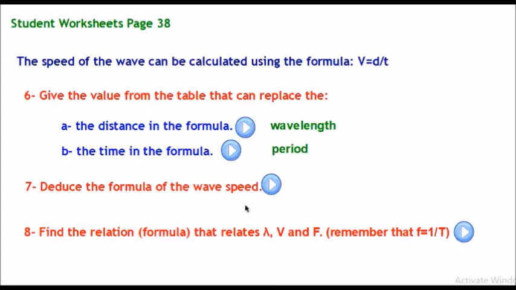So we can say that the formula becomes V equals lambda on T, lambda being the wavelength and big T being the period. So what is the relationship between lambda, the velocity, and the frequency? Remembering that frequency is equal to 1 divided by the period. Think about it for a while. Yes, we can say that the velocity is equal to lambda times the frequency.